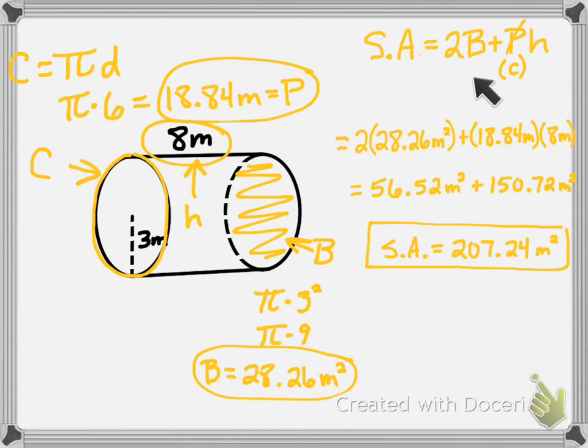Only difference is when you find the area of the base, it's a circle, so I find the area of a circle. And when you find the perimeter, well, since there's not really a perimeter, we find the circumference because it's the same thing. Okay, other than that, prisms and cylinders are exactly the same.